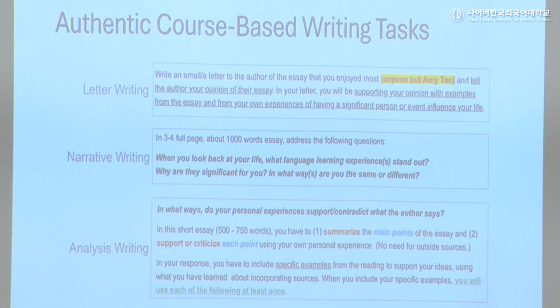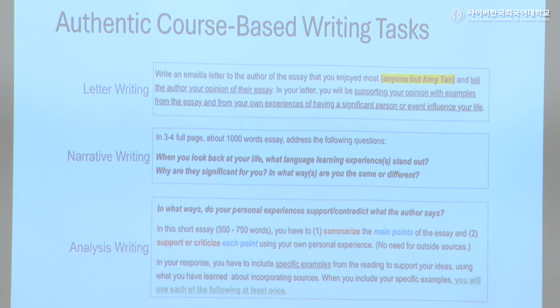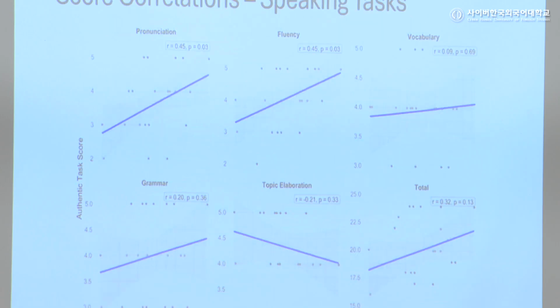And then here were some of the assignments they received in their actual composition class. So these are highly authentic. They're even told they can't talk about the Amy Tan novel. They have to find something else. So you can see here, letter writing, narrative, and analysis. So we're getting some different genres.